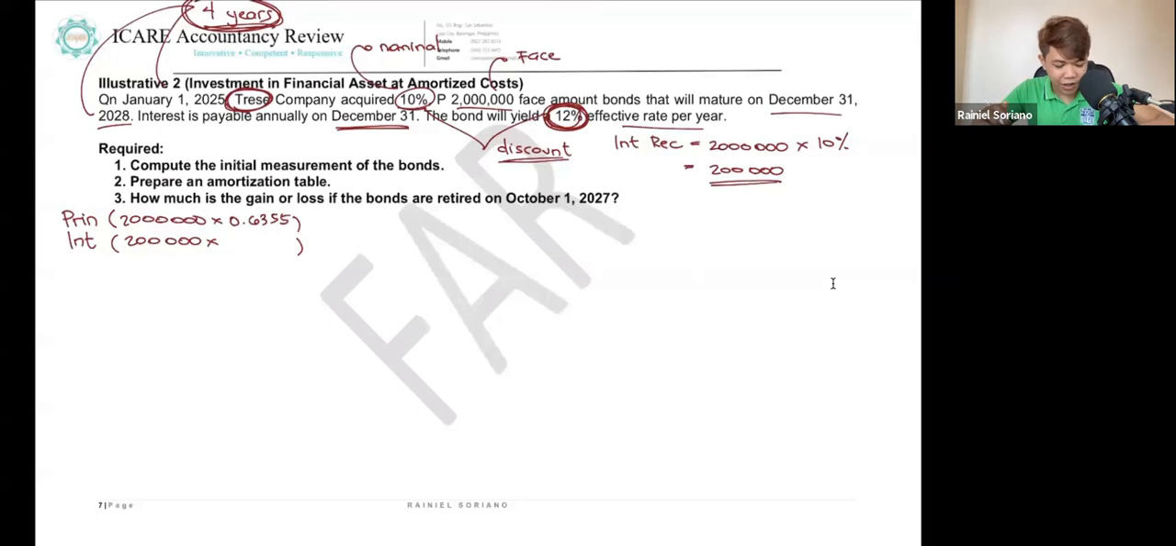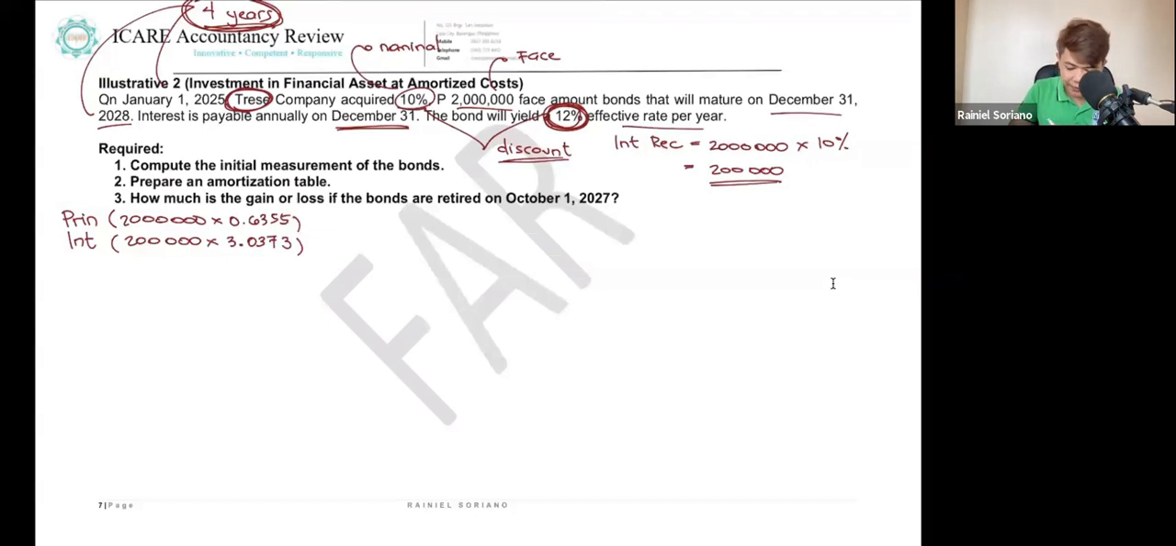Now, present value of ordinary annuity po. Ilan? Present value of ordinary annuity kasi yung sa interest, annuity tayo dito eh. Kasi every period, annually tayo eh. Ilan kapag present value of ordinary annuity? This is equal to 3.0373. Okay? Good job, guys. Okay, I'm proud of you.